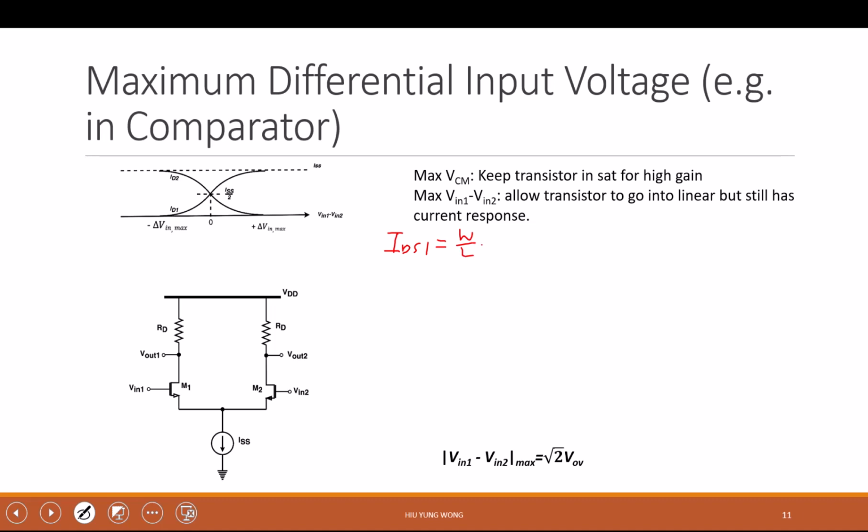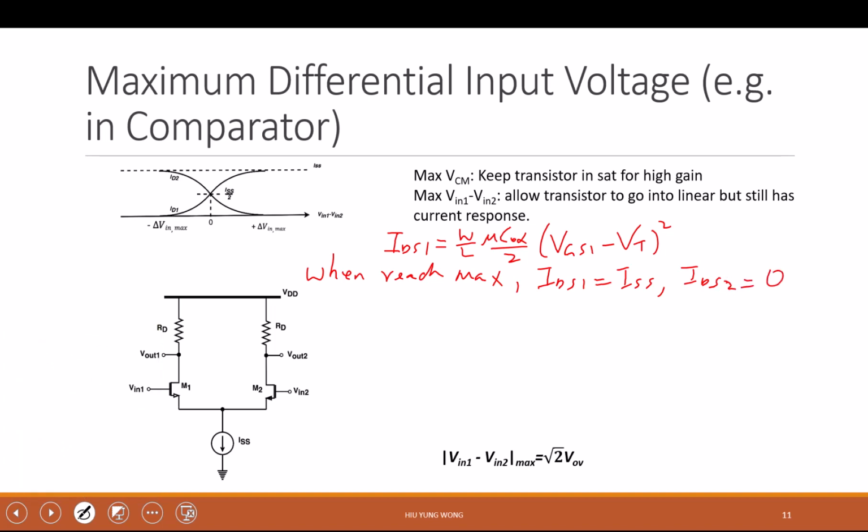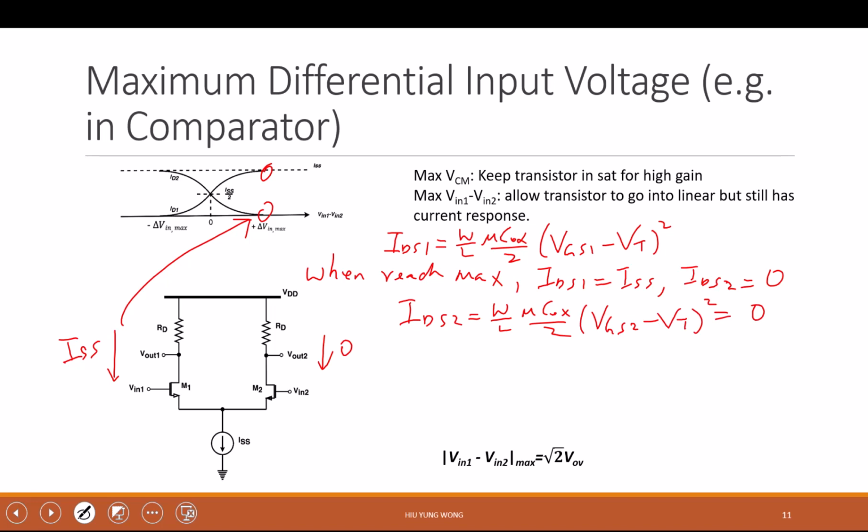IDS1 equals W on L mu C ox divided by 2 times VGS1 minus VT squared. Now, when you reach maximum, right? When you reach maximum, I expect IDS1 equal to ISS and IDS2 equals to what? 0, right? Because you just steer everything to the left. You might have ISS and this is 0. We are referring to this point. Okay? So because of this, I have IDS2 equals W on L mu C ox divided by 2 times VGS2 minus VT squared equals 0. You see that?